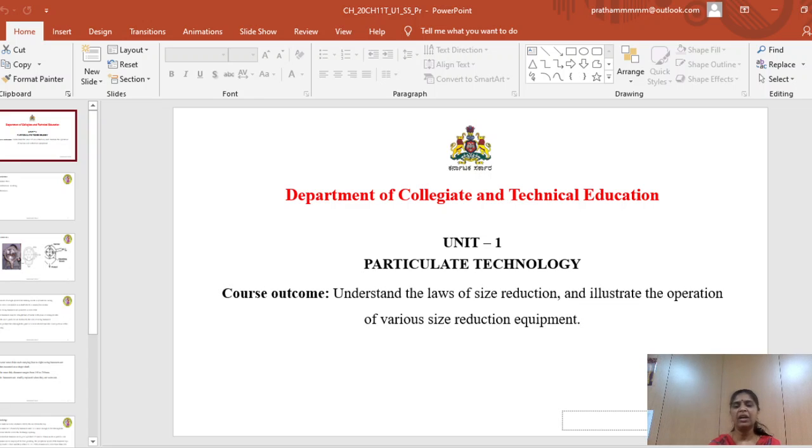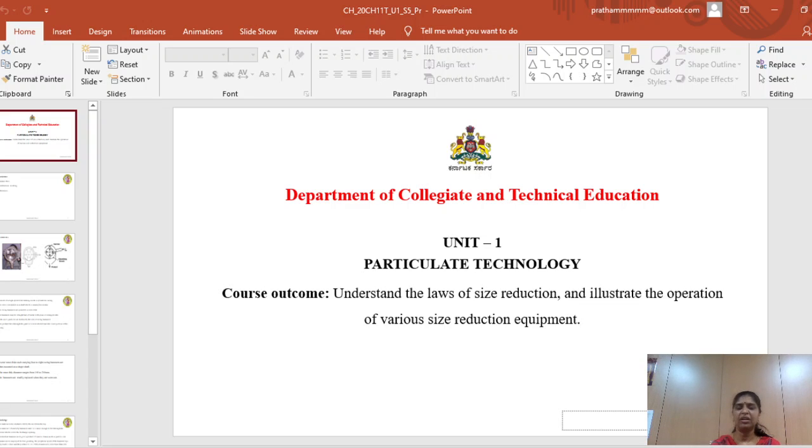So we have learnt the primary crushers in detail, about the gyratory crusher, the jaw crusher, then the roll crusher, the smooth roll crusher, or the toothed roll crusher. So all these were covered in your last sessions of this unit 1, the particulate technology.